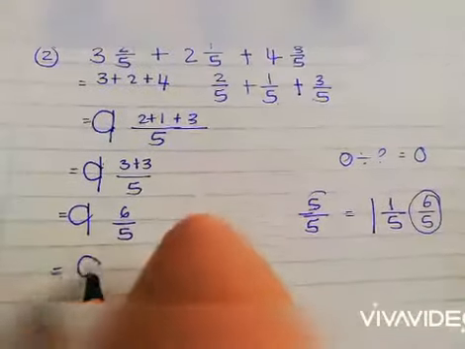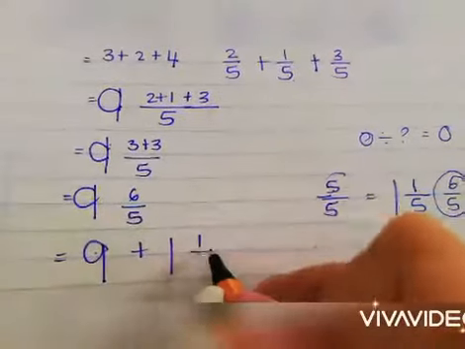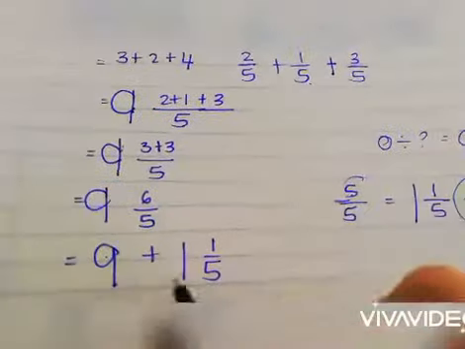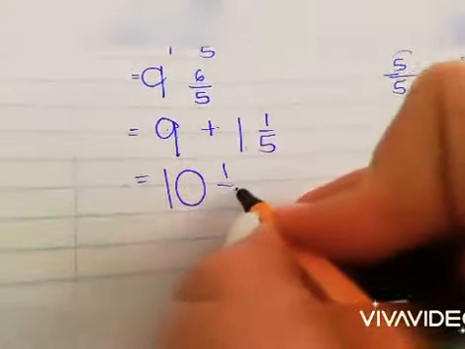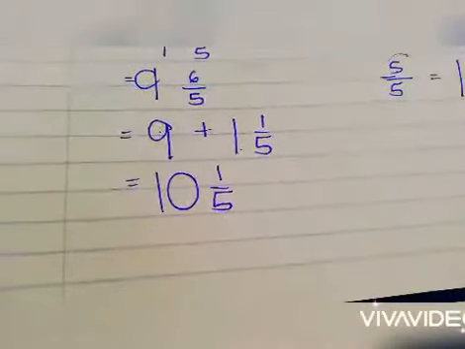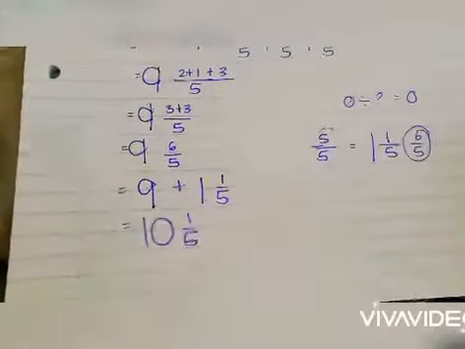So I've got 9 wholes, and I'm going to add on 1 1/5. So 9 plus 1 gives me 10, and I've got 1/5 left over. Okay, so just try that. Make sure that you understand that part.